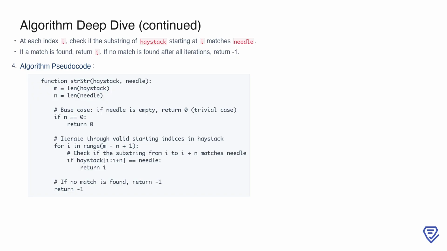First, calculate the lengths of the haystack and the needle. If the needle is empty, the problem is trivial, and we immediately return 0. Otherwise, iterate through all valid starting indices in the haystack. For each index, extract the substring and compare it to the needle. If a match is found, return the index. If the loop completes without finding a match, return -1. This simple approach ensures that we systematically check all possibilities.